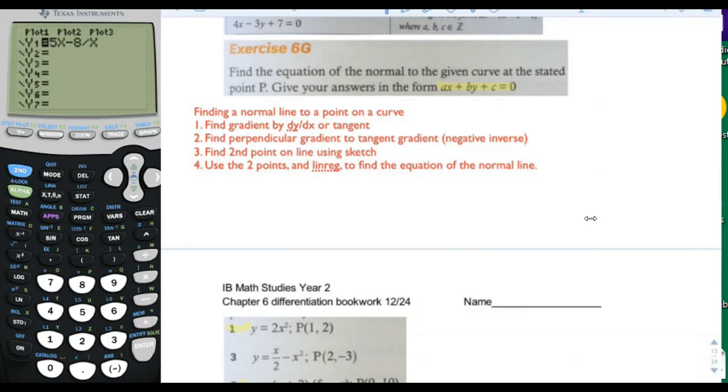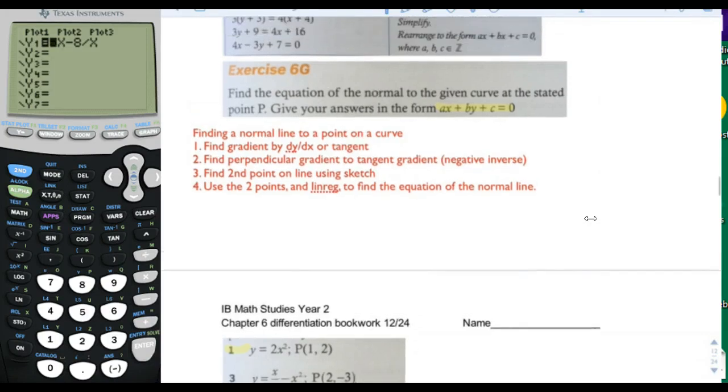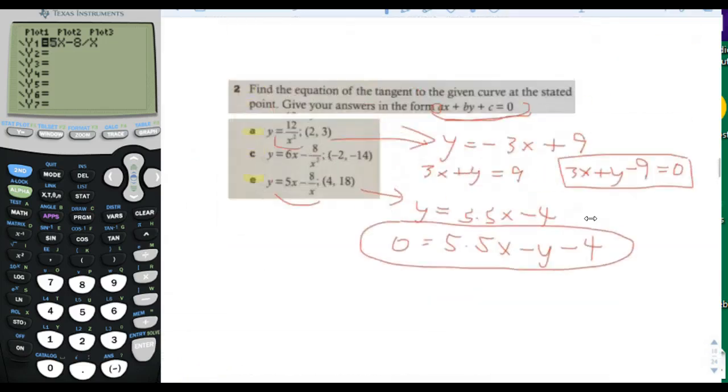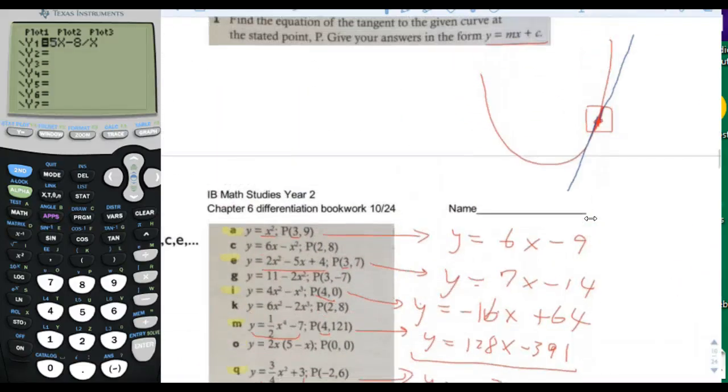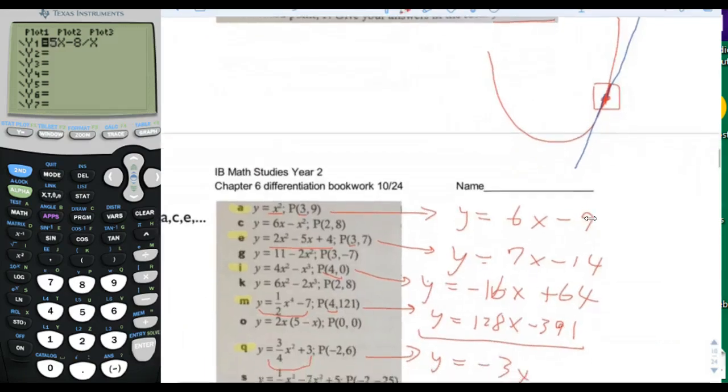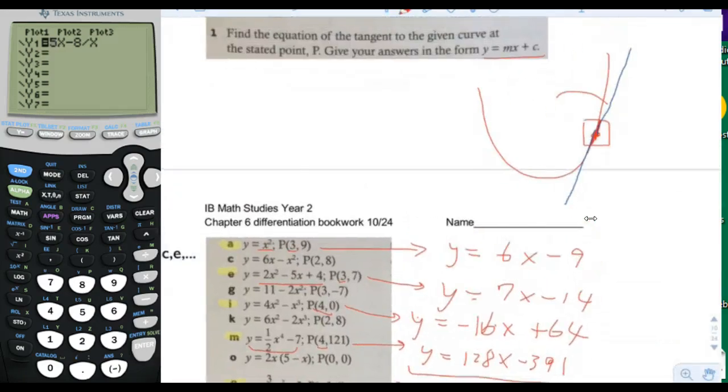Now we're going to do a few problems where we're going to do kind of the opposite of finding the tangent line. Remember when we found the tangent line, we found the straight line which goes through a certain point on the curve, and it has the same slope or gradient as that point on the curve.